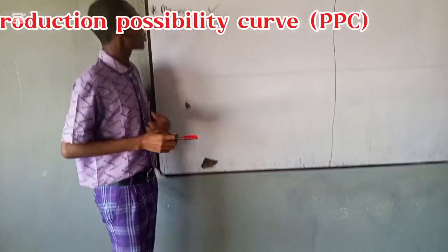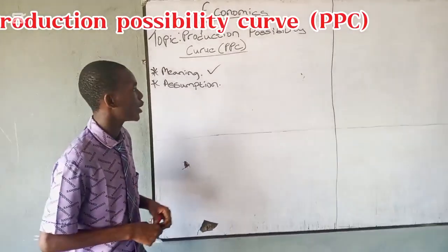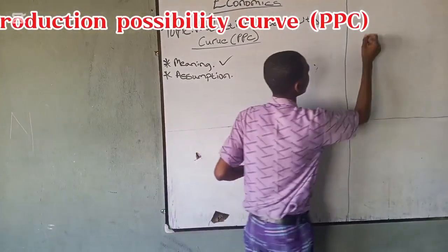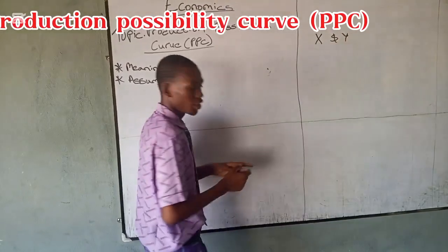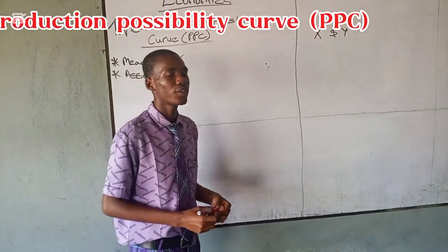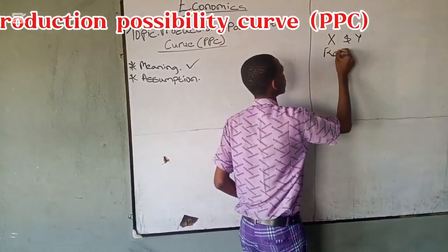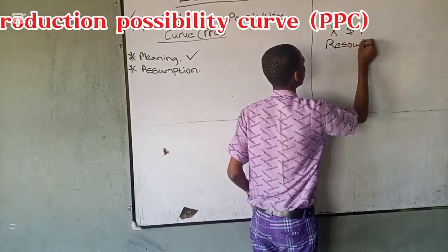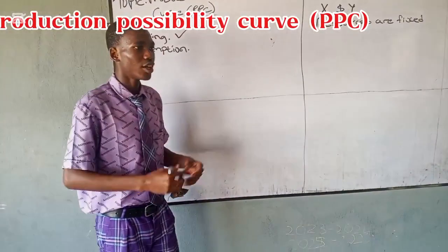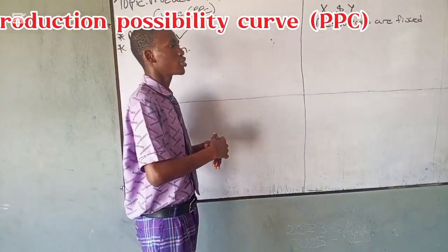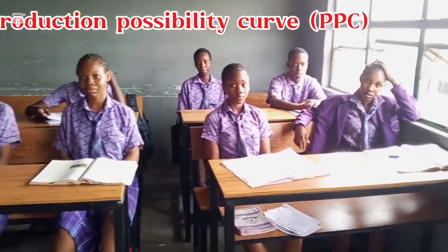The first assumption: there are two commodities, X and Y. The next one, there is fixity of resources. That means resources are fixed. In essence, that means the resources are not going up, neither are they in plenty supply.